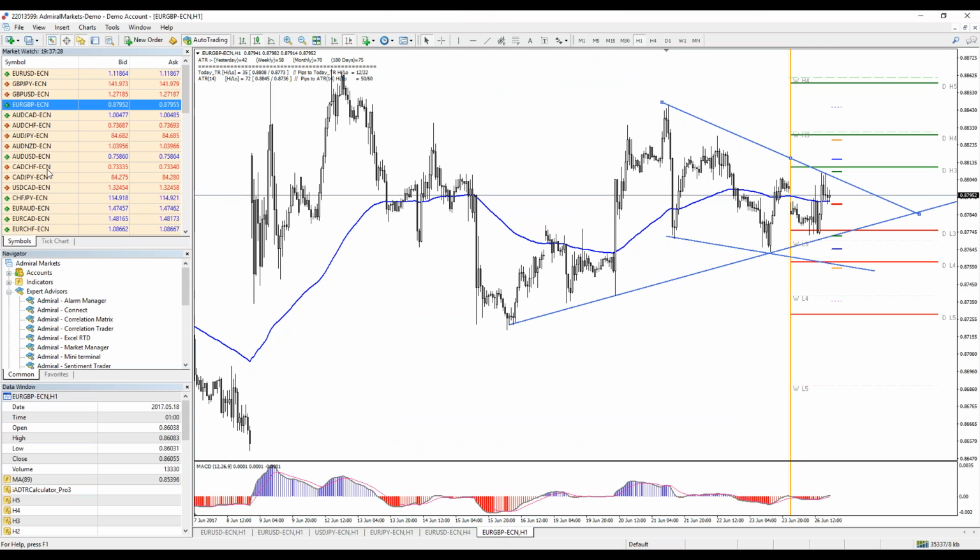Yes, so we might opt to buy Euro. It is in POC zone.